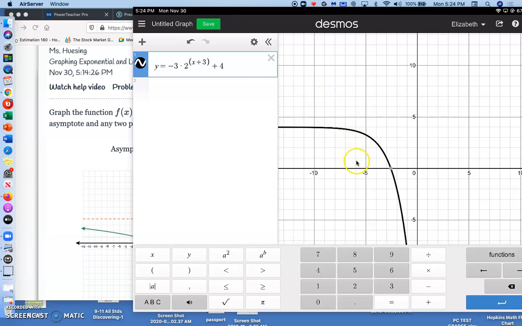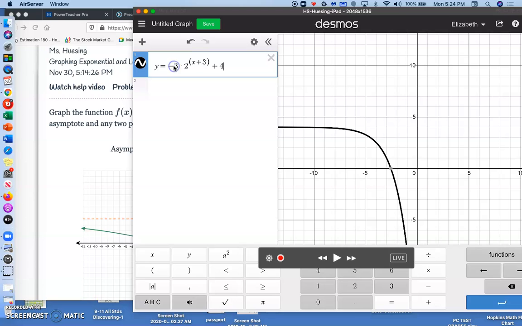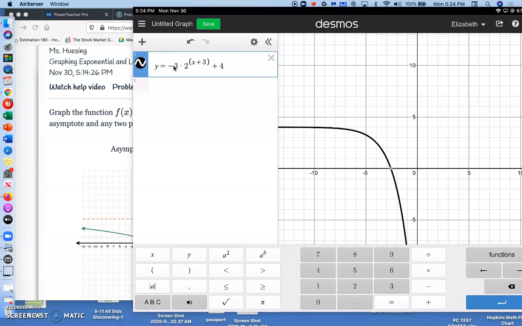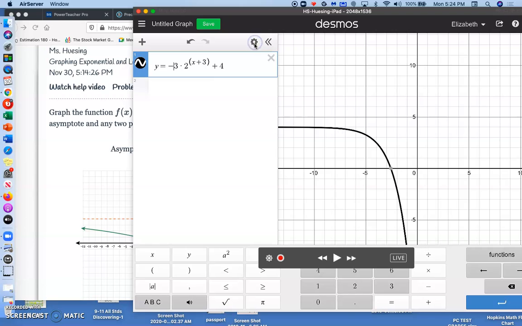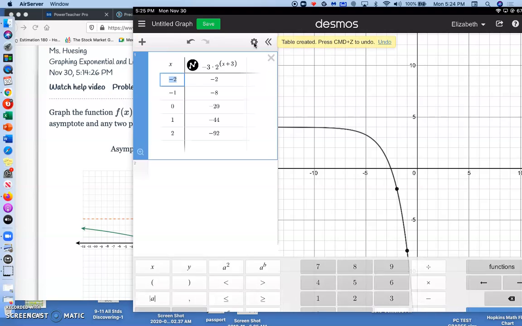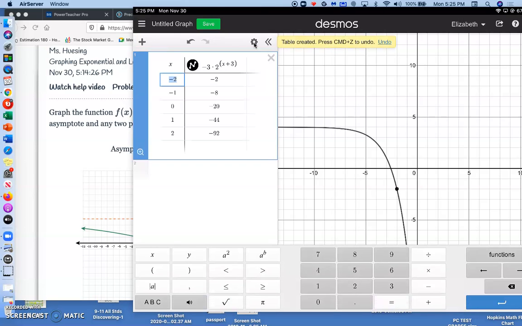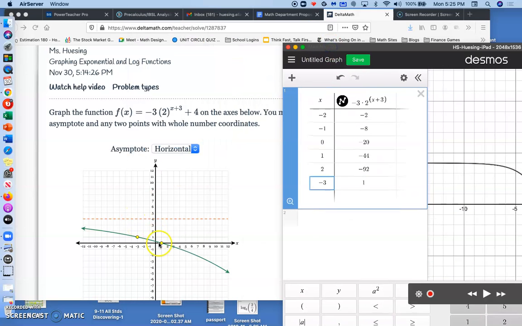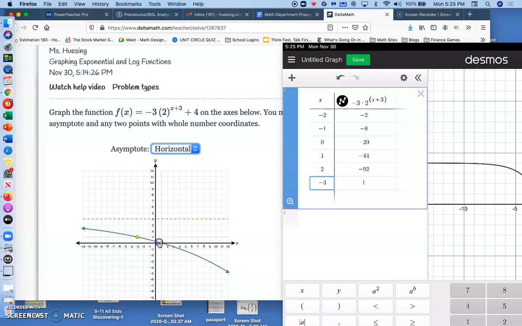So it was a growth one and it was flipped, because you can see the 2 makes it growth. So if I go before this, there's our growth, but we added the negative. And you can get a table of values. So hit this little wrench here. And then do you see where it has that table? Hit the table, and you have all sorts of points. So when we put in -3, so -3, 1. So -2, 2 is another one. So we can go -2, 2.